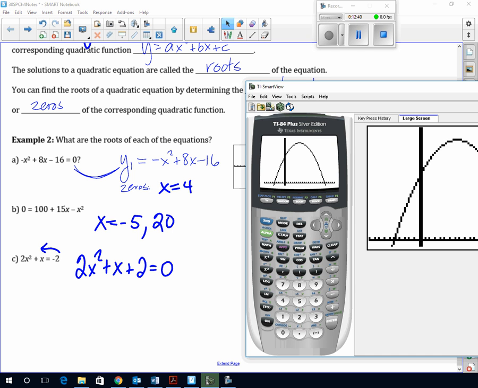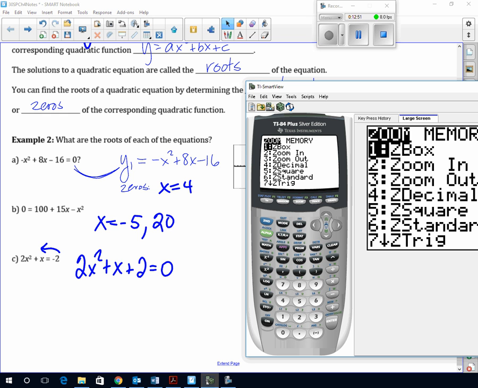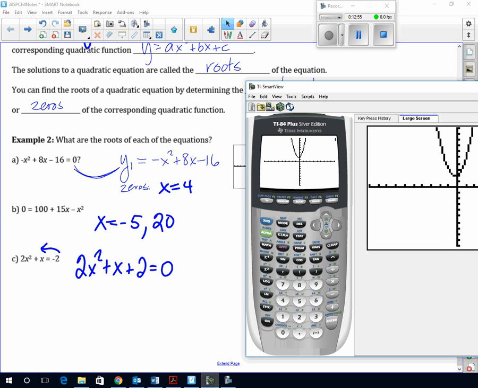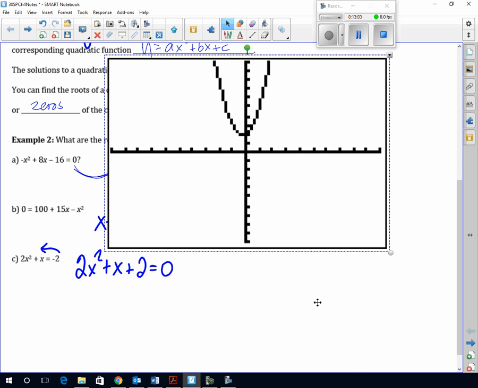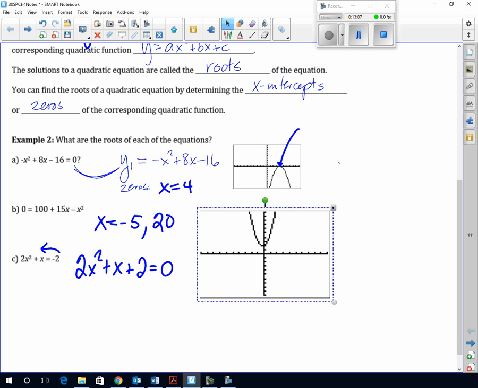I'm going to go zoom 6 to go back to my standard viewing window. And you can see the parabola looks like this. So what does that mean? How can I calculate a 0? You can't. So what does that mean? There's no X-intercept, so that means there is no solution. Because there are no X-intercepts, right?